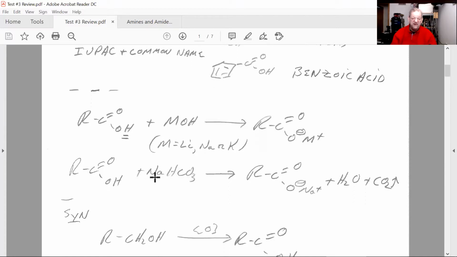A special base is sodium bicarbonate, baking powder. If you take a carboxylic acid and react it with baking powder, this is a little different question. I asked, give all of the reaction products for this reaction, and that would be the carboxylate anion. It picks up the proton from the carboxylic acid and forms carbonic acid, which immediately breaks down to water and CO2, carbon dioxide, and the arrow here shows you this is given off as a gas.